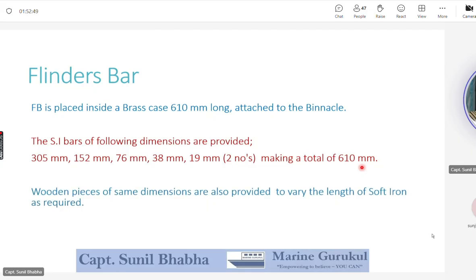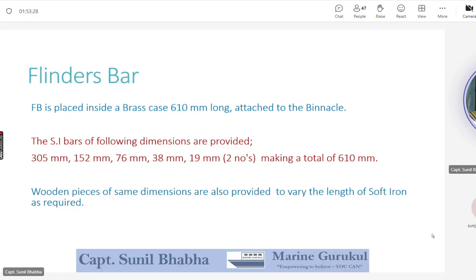Now, how are these pieces utilized? When a Flinders bar is supplied on the ship, along with these soft iron bars of these dimensions, a complete set of wooden pieces of the same dimensions is also provided. So you will have wooden pieces of all these dimensions along with the soft iron bars. This is given to help us vary the length of the soft iron as per our requirement.